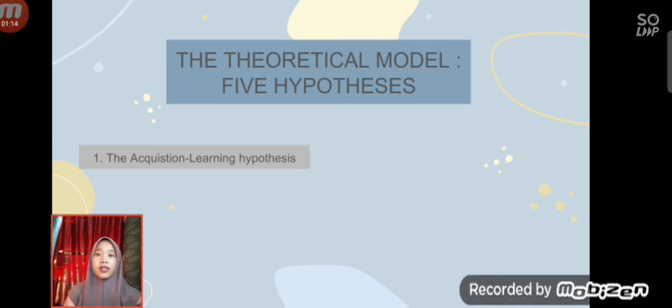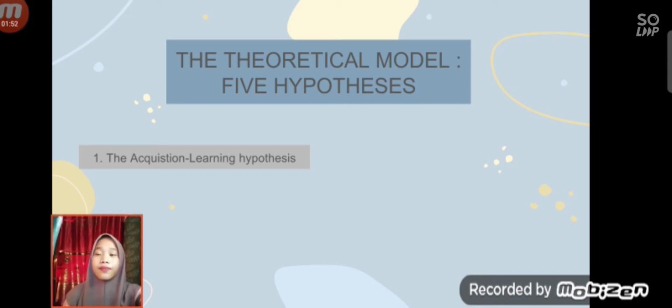The acquired system, or acquisition, is the product of a subconscious process very similar to the process children undergo when they acquire their first language. The learned system, or learning, is the product of formal instruction, and it comprises a conscious process which results in conscious knowledge about the language, for example, knowledge of grammar rules.